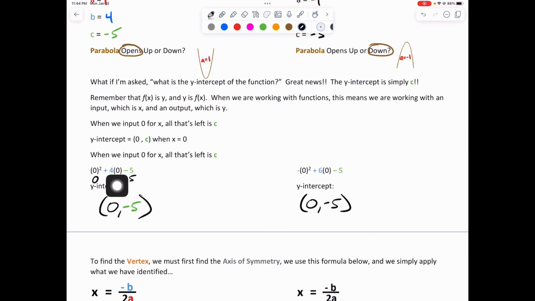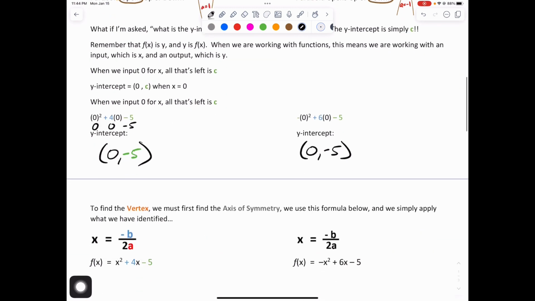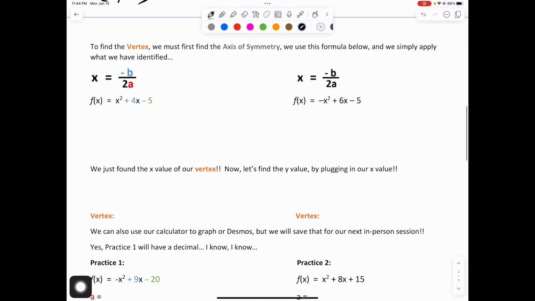It's going to ask you, what is the y-intercept of the function? All right, so we'll be given a function just like this or like this, and we will just have to write the y-intercept just like we did. But remember, the y-intercept is 0, negative 5 when x equals 0. And when we write coordinates, it always goes x, y. All right, so just a little bit of a refresher there.